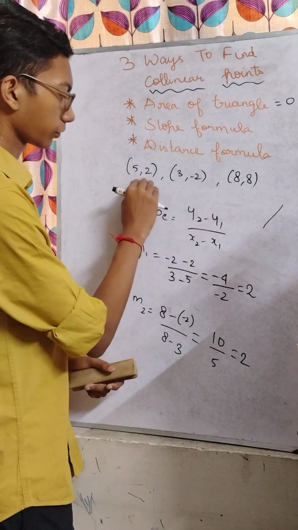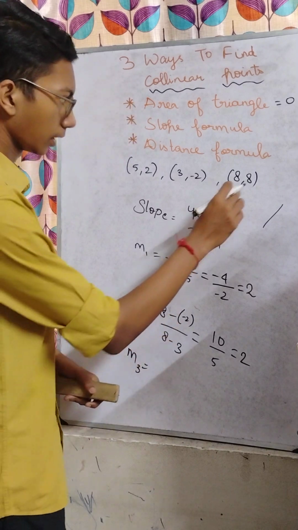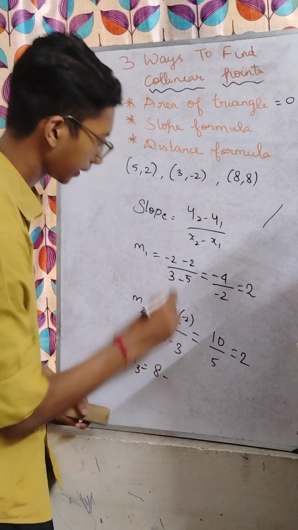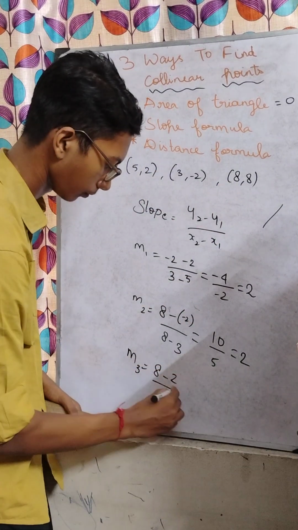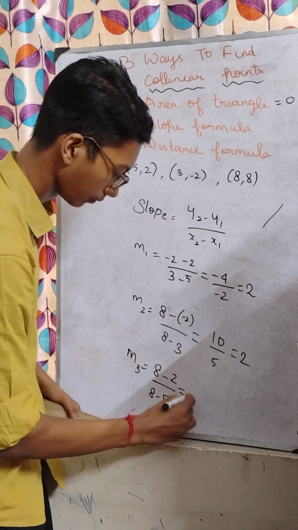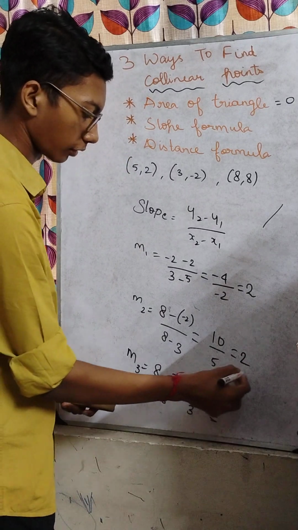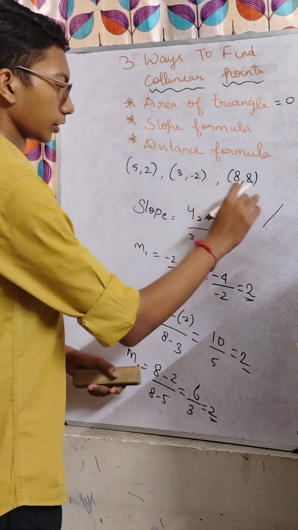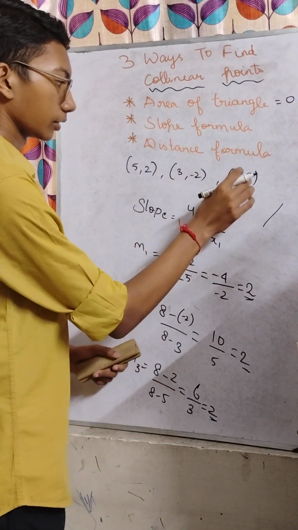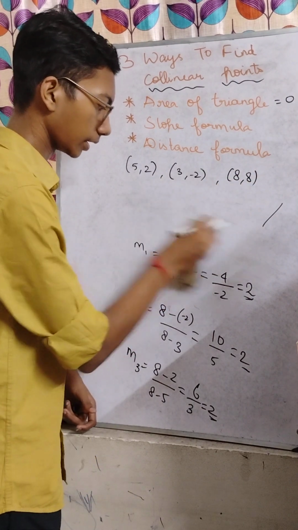Now the last step is to find the slope of these. So m3, again here 8 minus 2 by 8 minus 5. We have 6 by 3, which gives 2. Since the slopes of all these 3 are the same, these 3 points lie on the same straight line. That is, they are collinear. So that is the second method.